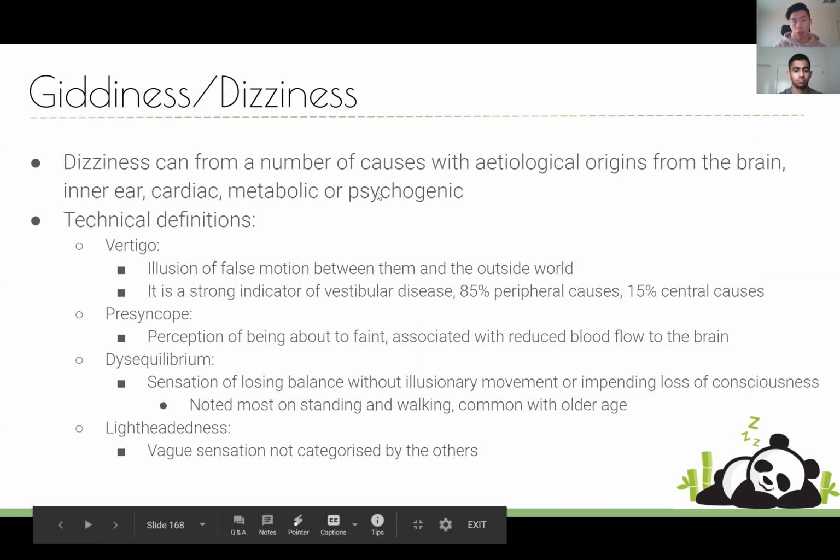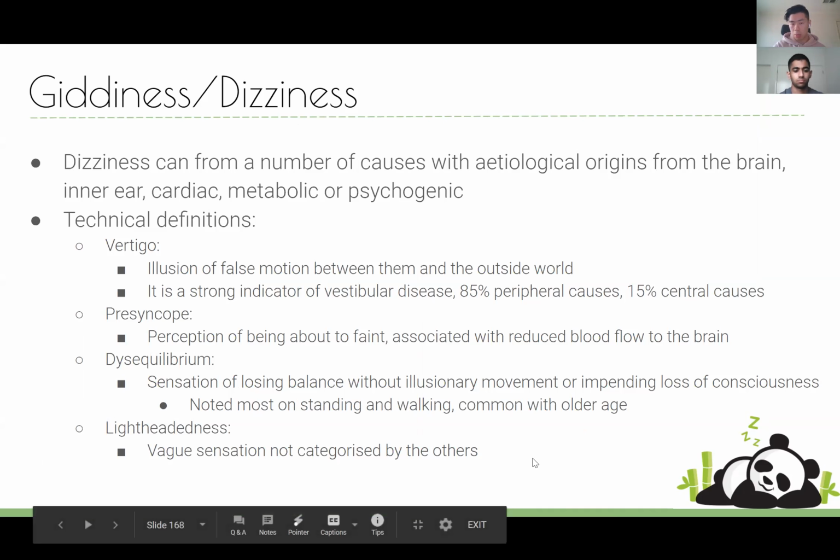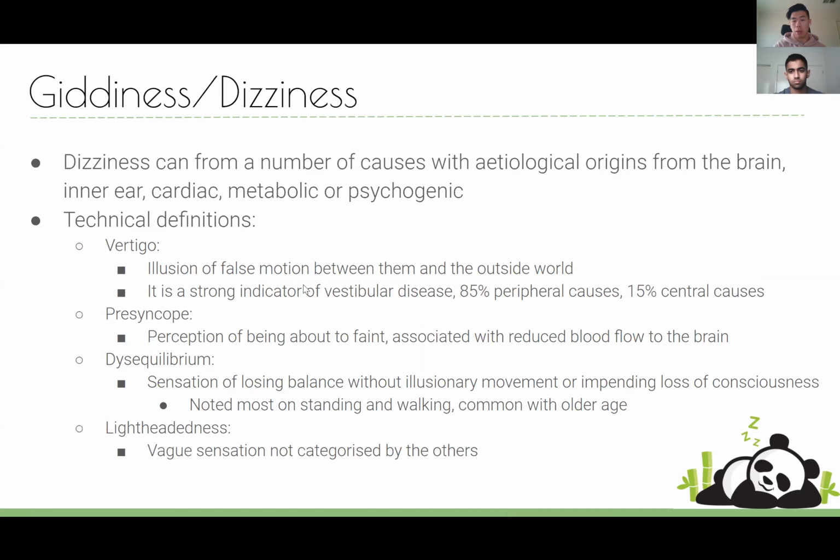This can cause something called giddiness and dizziness. Dizziness can form from a number of causes, these being vertigo, presyncope, disequilibrium, and lightheadedness. Again, these aren't the most important things, but vertigo is important to fully understand. Basically, it's the idea that the world is spinning in space, so the world is literally spinning as you see it. And that's a strong indicator of vestibular disease. But for the other terms, presyncope is your perception of being about to faint. So those of you who have fainted before may have felt that.